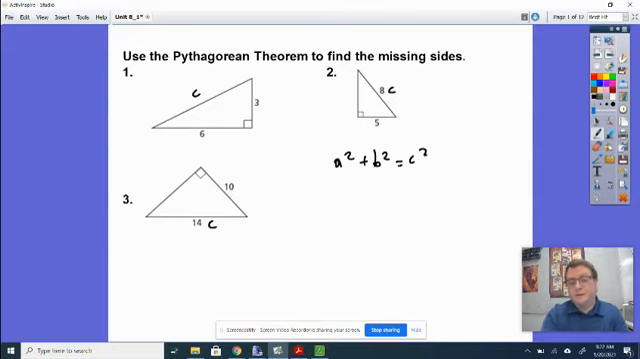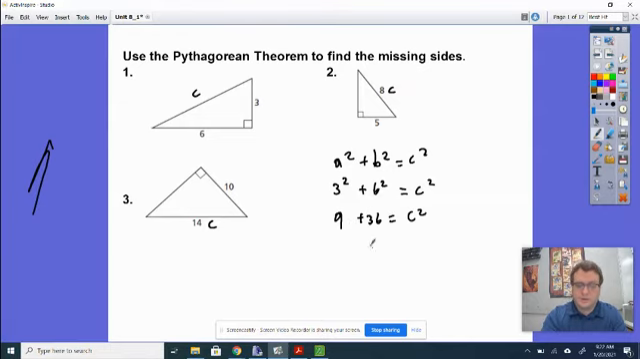So that being said, we're just going to plug in. Now again, c squared does need to be that longest side, but the other 2 sides can either be a or b. Doesn't matter. You'll get the same answer. So we're going to start off with 3 squared plus 6 squared, and again, these could be the other way, equals c squared. 9 plus 36 equals c squared. 45 equals c squared.